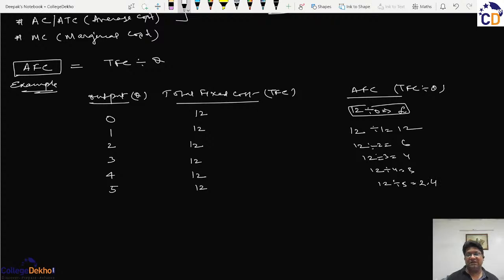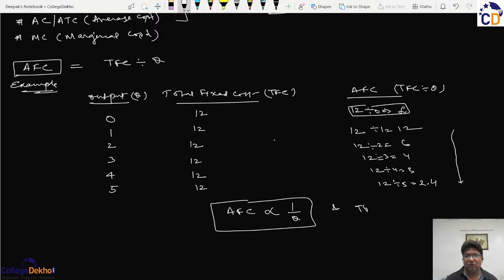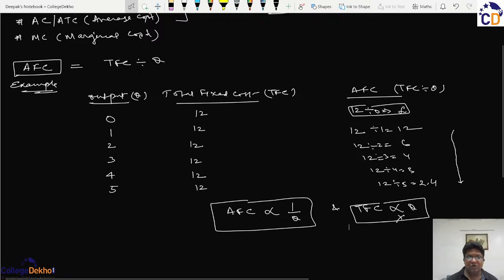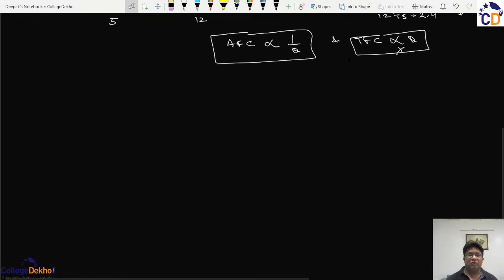So we can see that there is a remarkable decrease. So average fixed cost is inversely proportional to the quantity. As the quantity increases, the average fixed cost decreases, and the total fixed cost is not proportional to the quantity, that is, it remains constant. It remains constant.